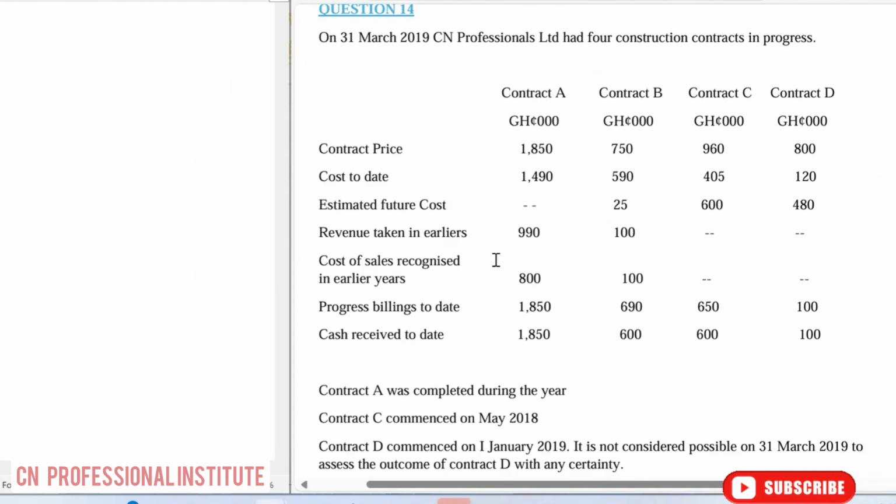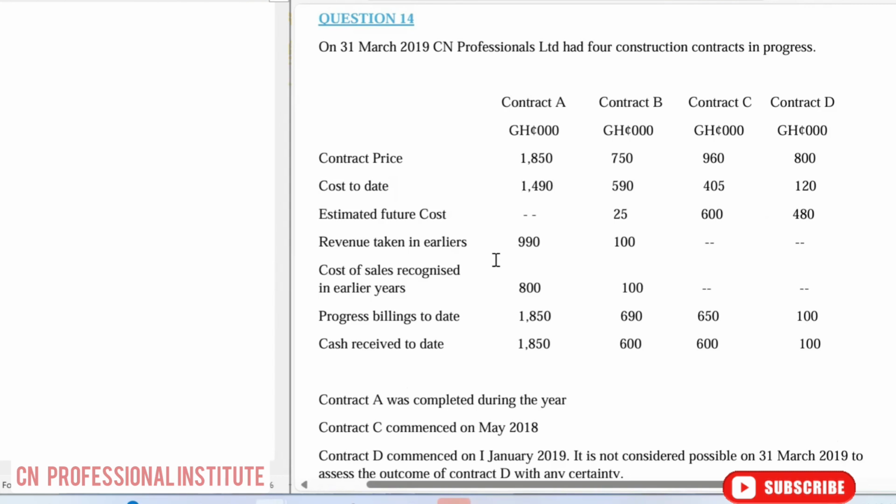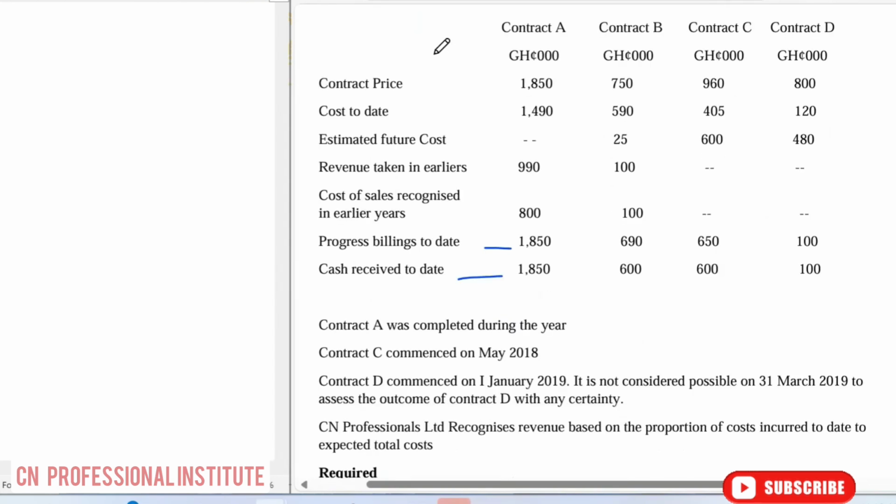So question 14, let's look at it. On 31st March 2019, CN Professional Limited had 4 construction contracts in progress: A, B, C, and D. You have contract price, cost to date, estimated future cost, revenue taken in earlier years. Immediately here, revenue taken in earlier years means they've recorded revenue before, so this is not the first time we are recording revenue. Then we have cost of sales recorded in earlier years, progress billing, and cash received to date.